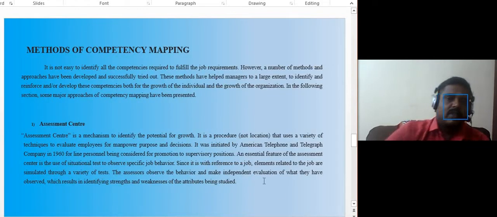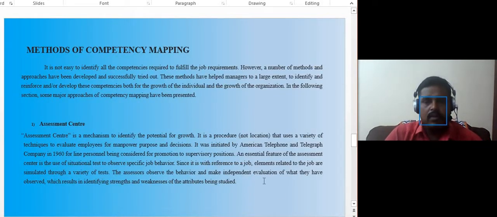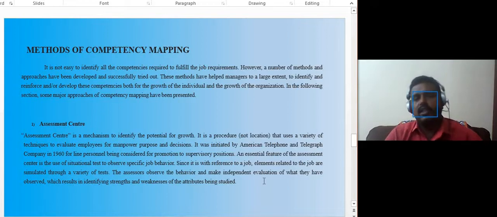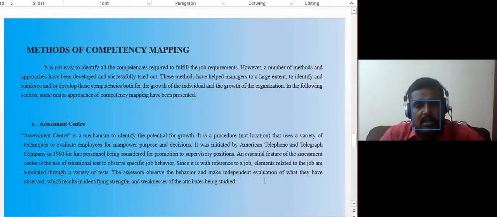The methods of competency mapping. It is not easy to identify all the competencies required to fulfill the job requirements. However, a number of methods and approaches have been adopted and successfully tried out. These methods have helped managers to a larger extent to identify and reinforce or develop these competencies, both for the growth of the individual and the growth of the organization.